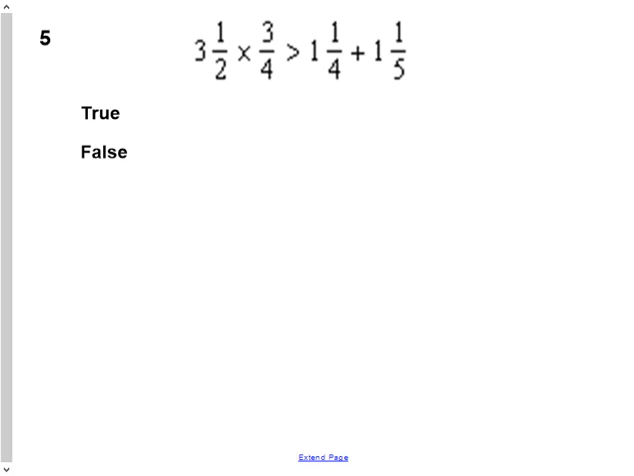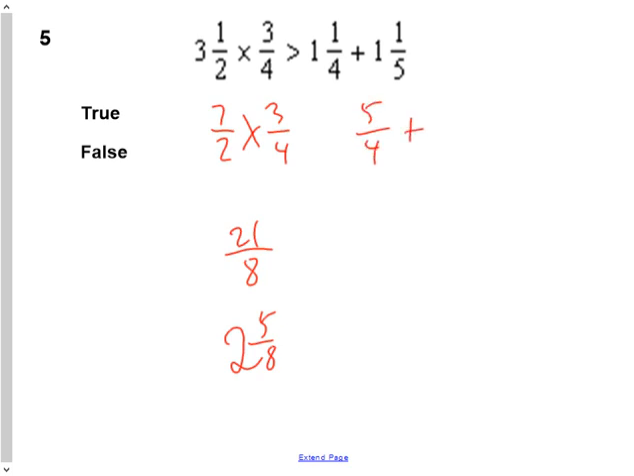So here, if we look at this, I'm going to go 7/2, which is the improper fraction, multiplied by 3/4. When I multiply that out, I'm going to get 21/8, which as a mixed fraction is 2, that's 16, plus 5/8. So just a little bit more than 2.5. Over here, when I add them together, I'm going to get 5/4 plus 6/5.